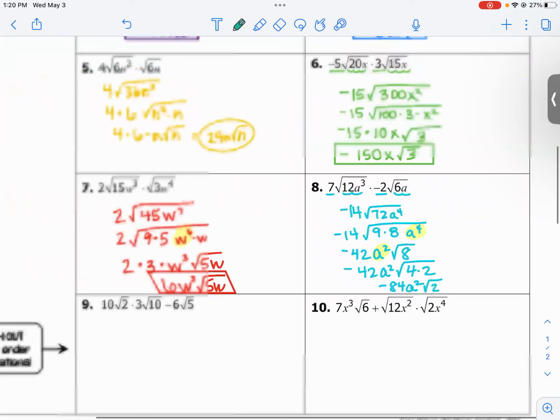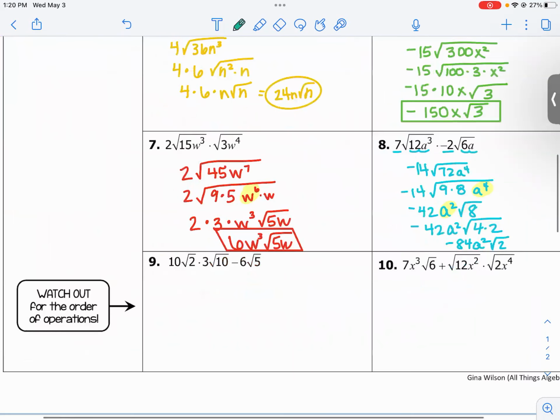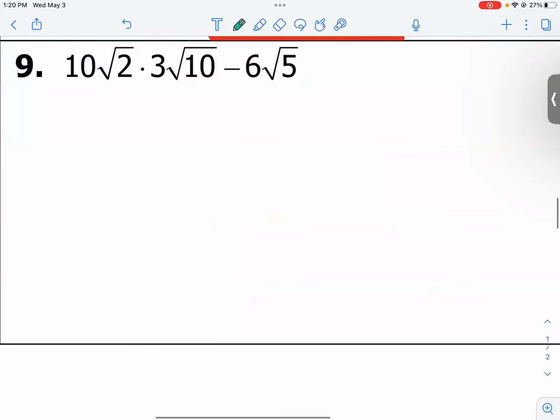All right, now we're gonna look at number 9. Number 9. Yay, let's go. Which one do we do first? Multiplication.